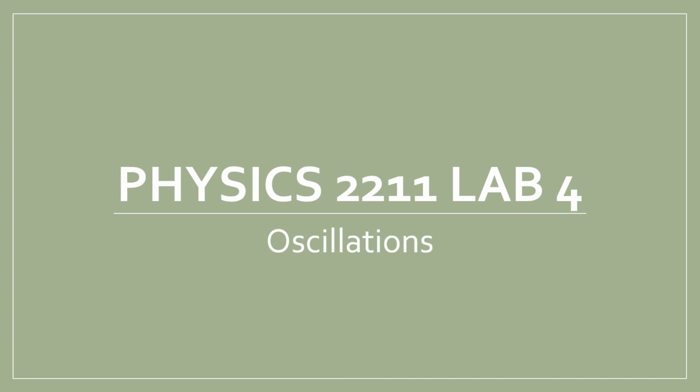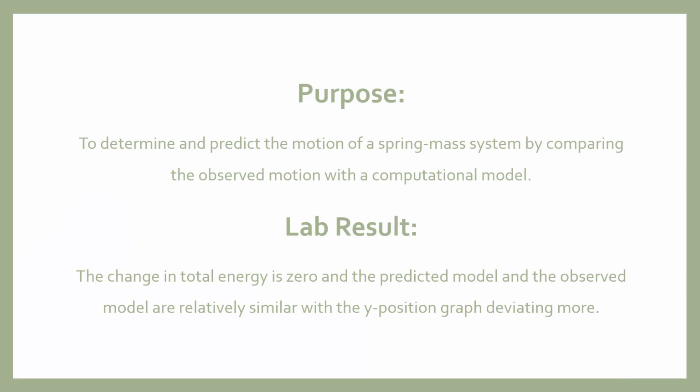This is my video lab report for Physics 2211 with Dr. Paducah, Lab 4, Oscillations. The purpose of this lab was to determine and predict the motion of a spring mass system by comparing the observed motion with a computational model. The results for this lab were that the change in total energy is zero, and the predicted model and observed model are relatively similar, with the y position graph deviating more than the x position graph.